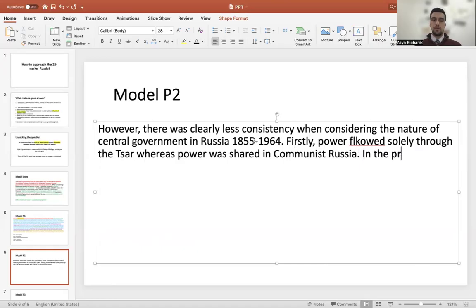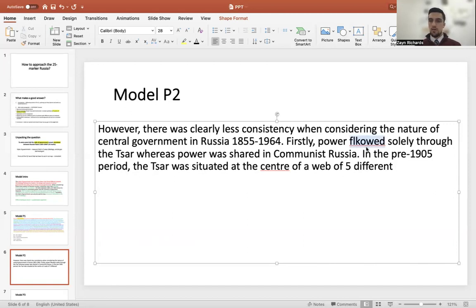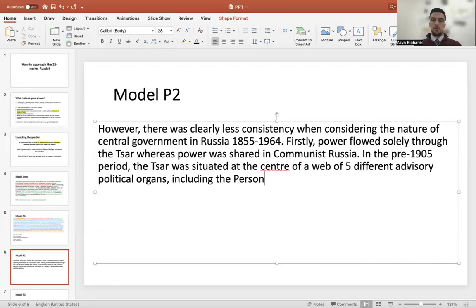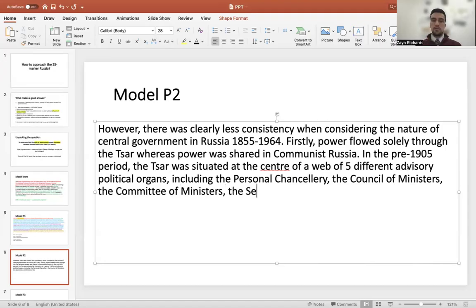Okay, so now I'll say in the pre-1905 period, the Tsar was situated at the center of a web of 5 different advisory political organs, including the personal chancellery, the Council of Ministers, the Committee of Ministers, the Senate, and the Council of State. Okay. This is in stark contrast to the communist.